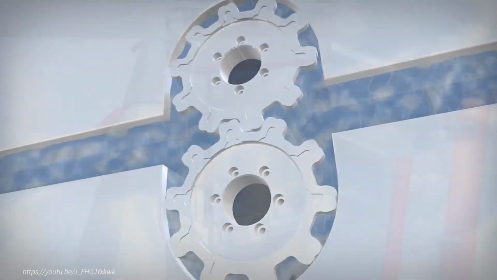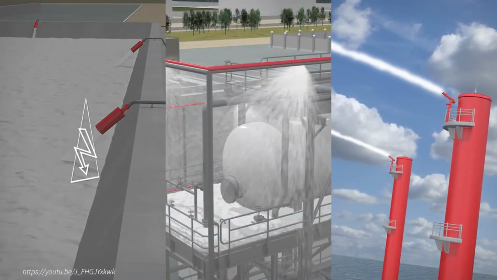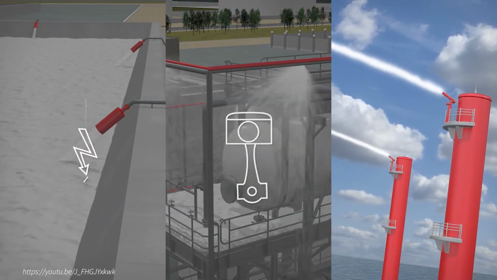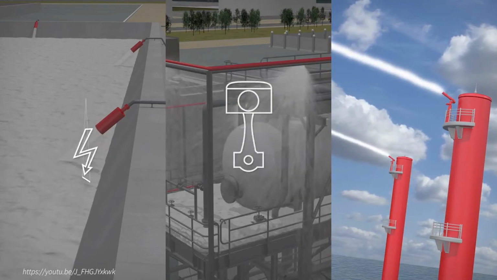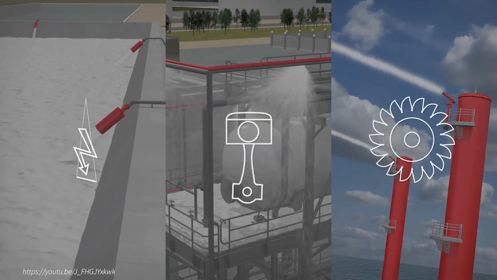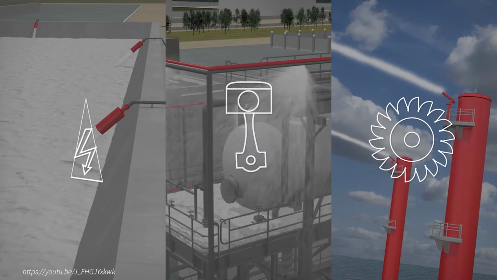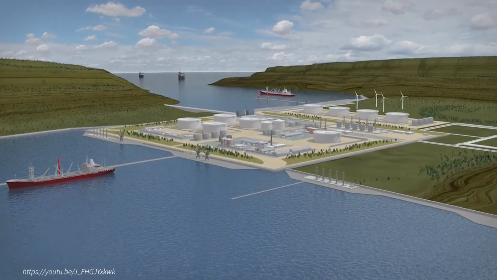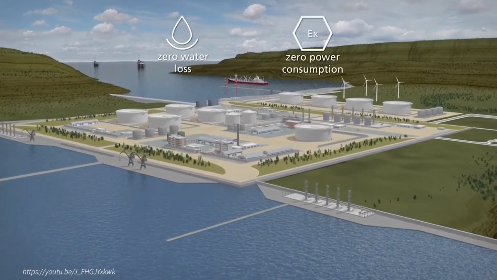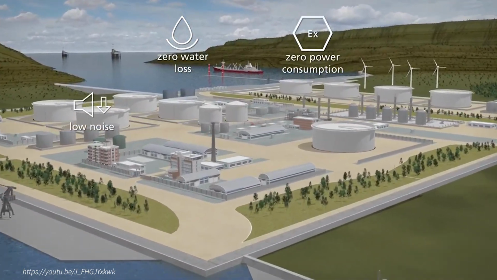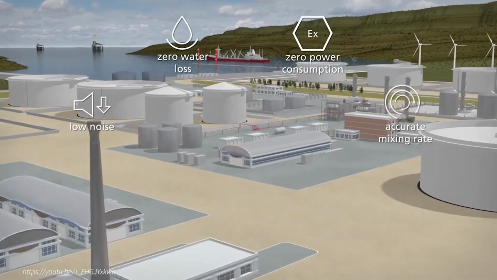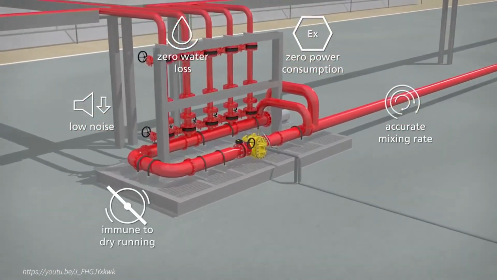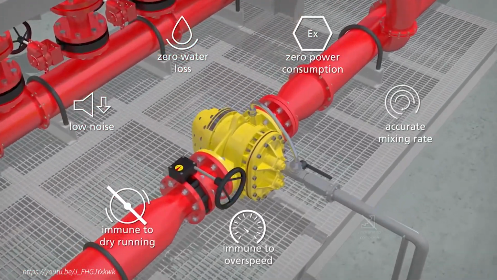Most foam pumps need power, either high-voltage electrical power or diesel engine-driven, both expensive to install in hazardous environments. Other pumps may be driven using a water turbine, but these have huge loss of precious water. In an ideal world, such a foam pump would operate at zero water loss, zero power consumption, and low noise, yet providing the most accurate mixing rate regardless of the foam concentrate, and fully immune to dry running, overspeed, or corrosion.